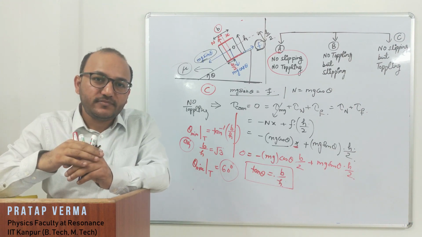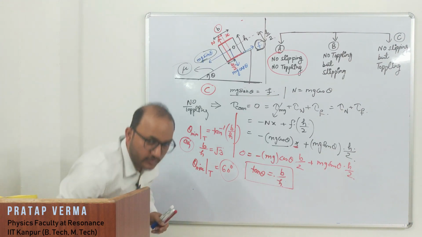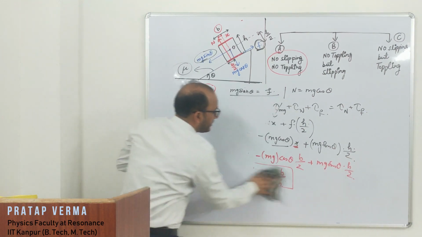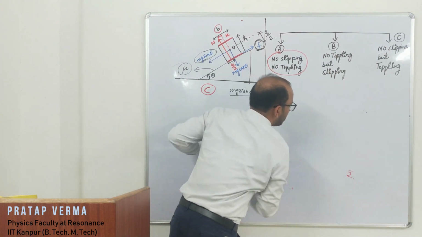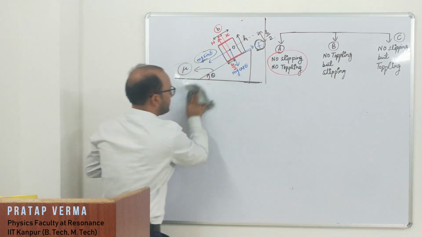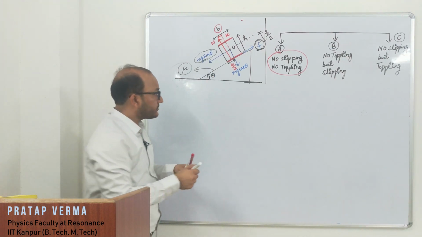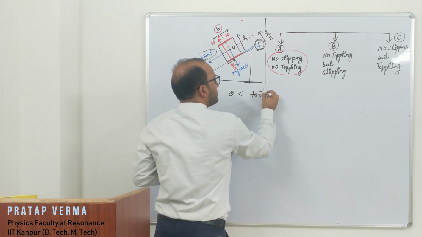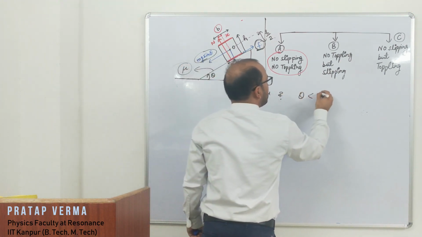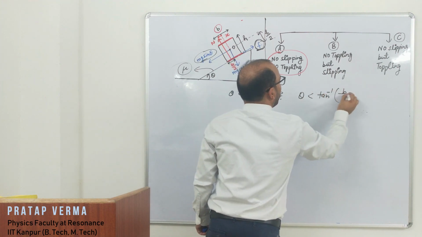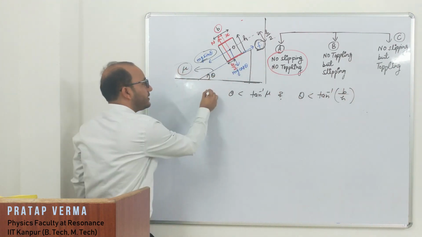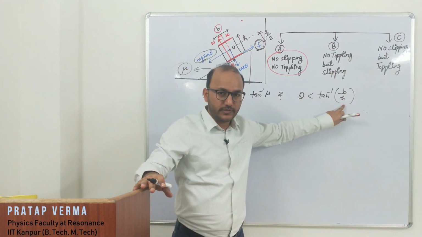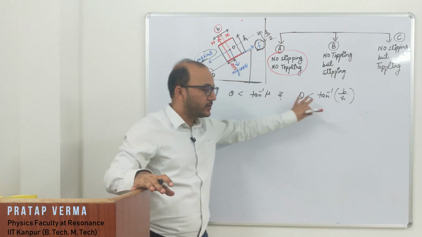Okay, let me now conclude the whole discussion. If theta is less than tan inverse mu and theta is less than tan inverse b by h in this problem, then case A arises. No slipping, no toppling.